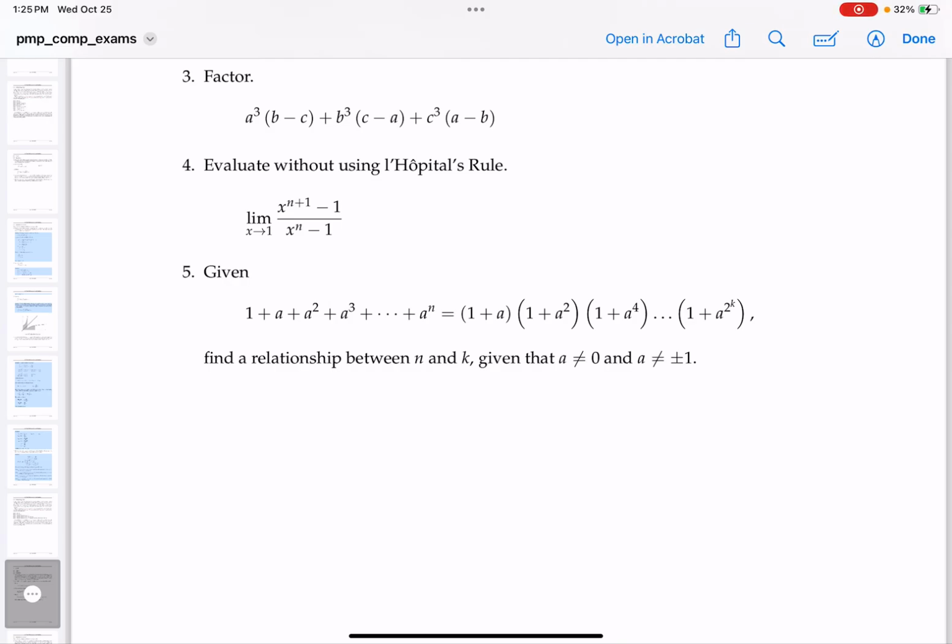Okay, if I were in a competitive thing and I saw three, I'd probably skip three and go to four and five. But I'm just going to do three. I'm going to try to do three. So let's go to the whiteboard again.